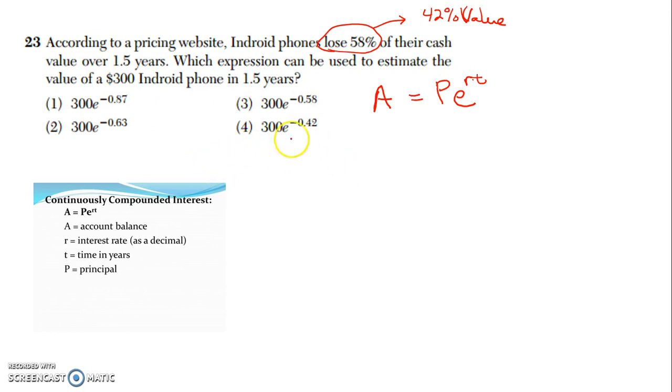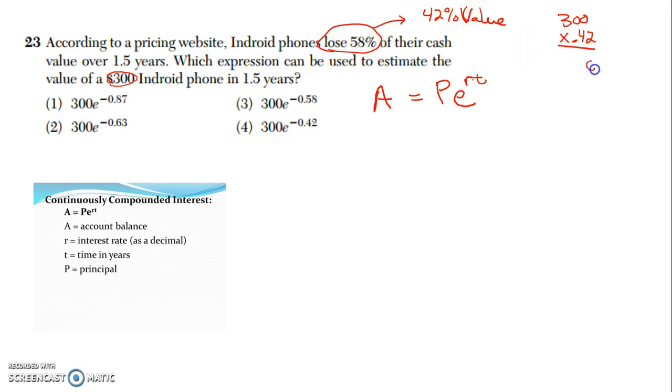I'm going to go ahead and do what I think you would do, and then I'll show you what I would have done. I think you would say, okay, my principal is 300. My initial value is 300, and my ending value is 42% of that. So I think you would do 300 times 42, because if it loses 58%, it's retaining 42%.